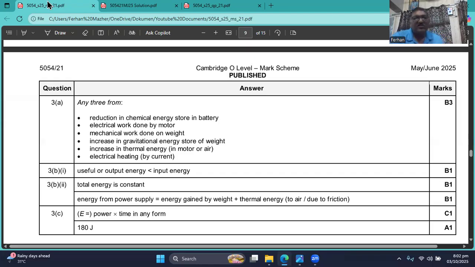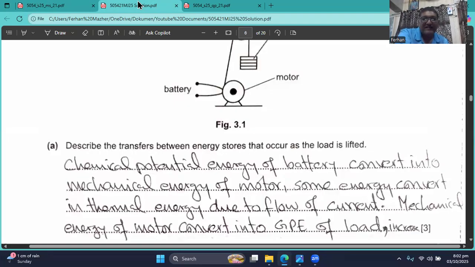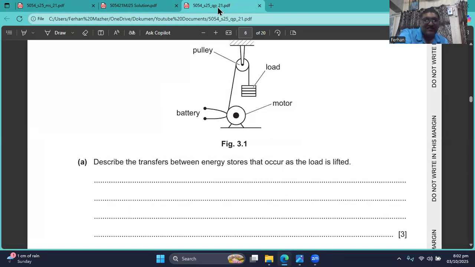Reduction in the chemical energy stored in the battery, electric work done by motor, mechanical work done on weight, increase in gravitational potential energy store of the weight, increase in the thermal energy in the motor or air, electrical heating by current. So you have to write 3 things. You can rephrase it, write a better answer, sir.